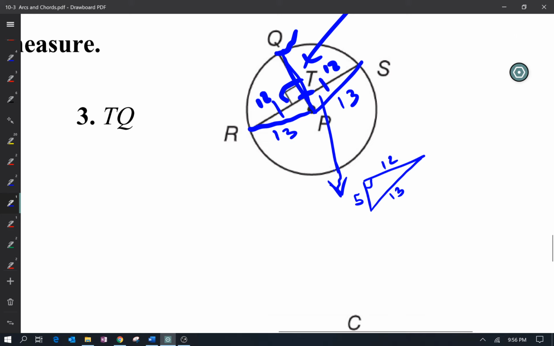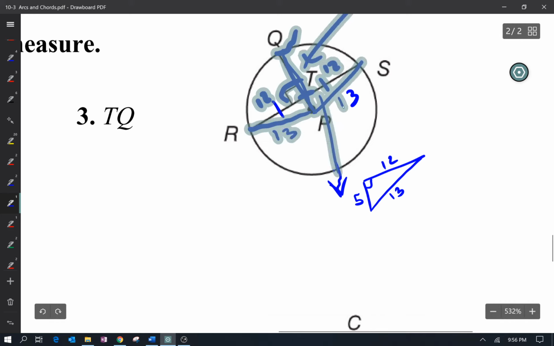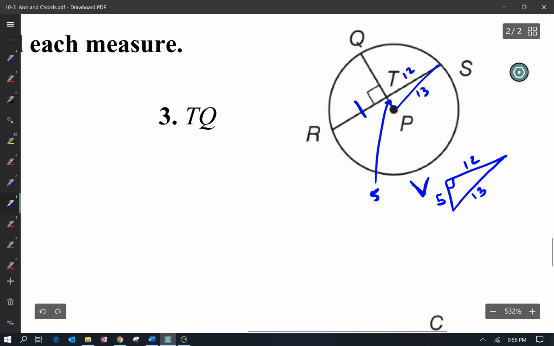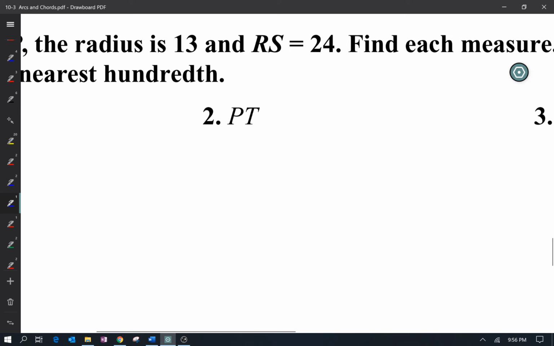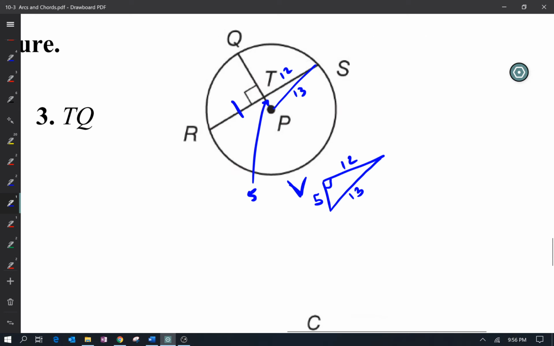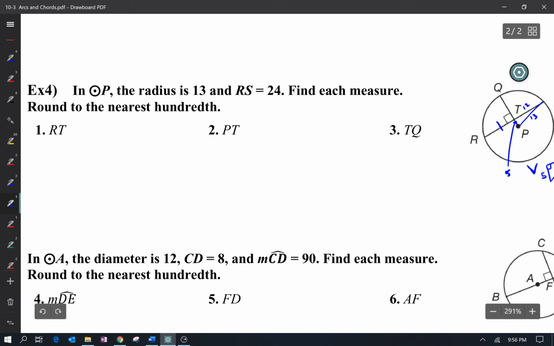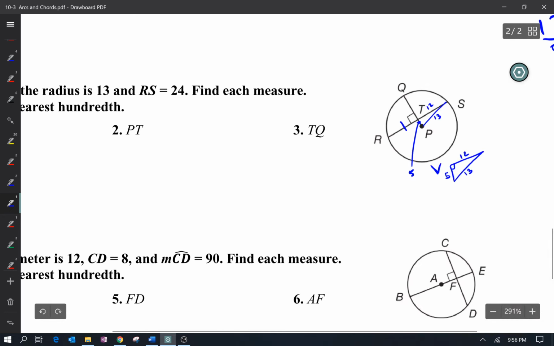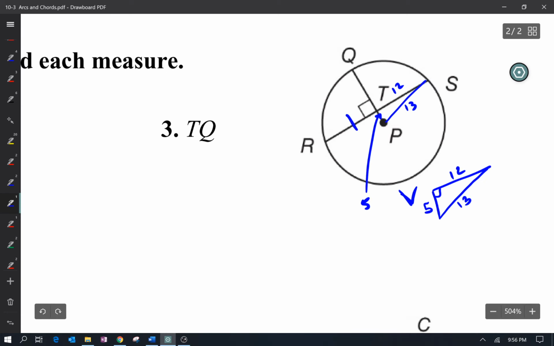Now I'm going to erase a lot of this and rewrite it for us. All right, what do I know? I know that this is 13. I know that this was 12. And I know that this was 5. But look what the question is. Let me make sure I'm answering the question. What's RT? RT was given, right? It's 24. All right. PT. PT, we just figured out, right? PT was 5.